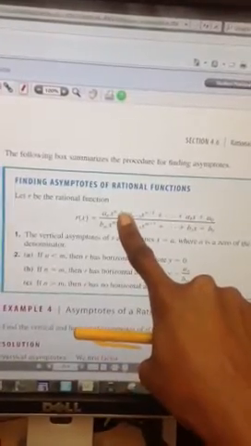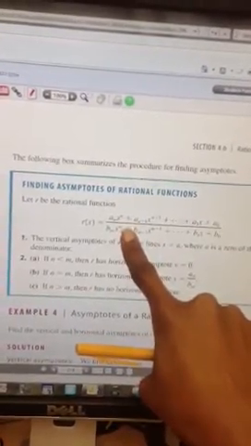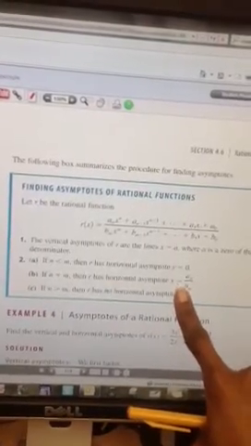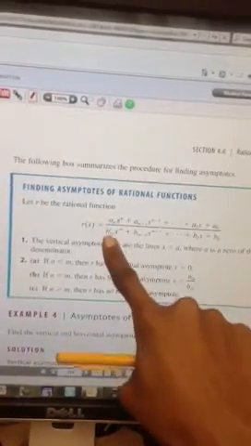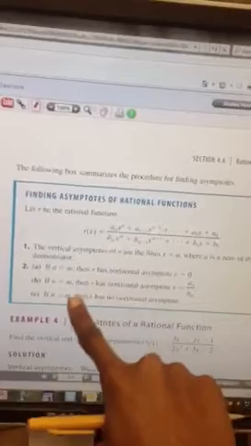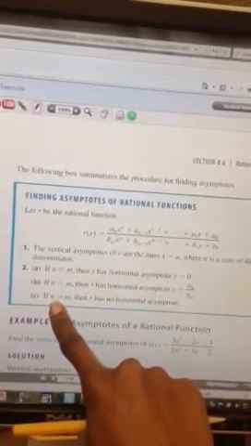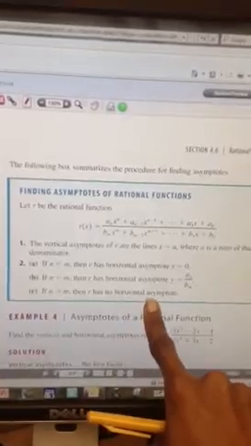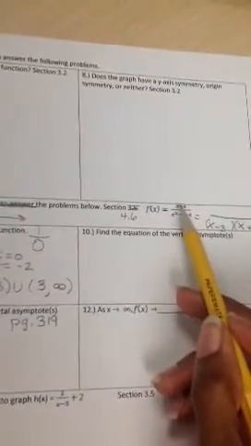If the degree of the numerator is equal to the degree of the denominator, your horizontal asymptote is the ratio of the leading coefficients. So it's the ratio of those numbers in front of the terms with the highest degree. If the degree of the numerator is greater than the degree of your denominator, then there is no horizontal asymptote.